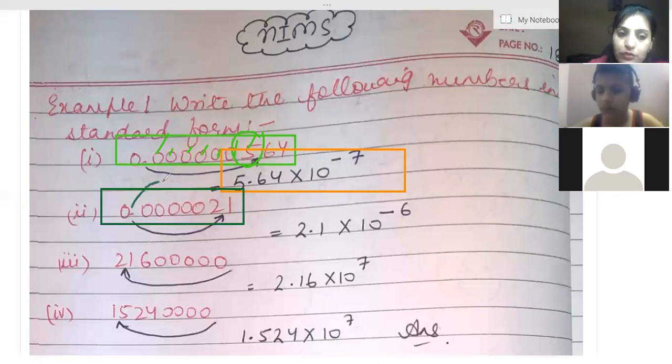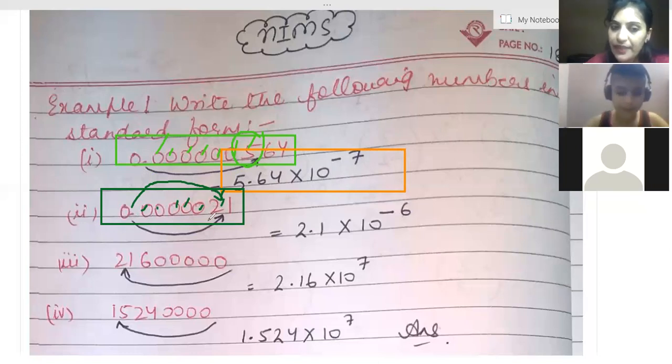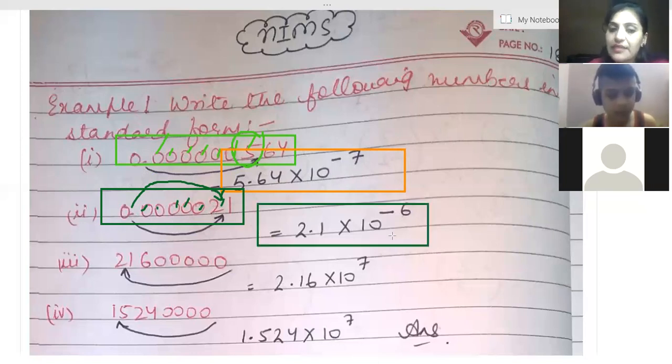I have to move my decimal over here. So how many places will I jump? I'll jump 1, then 2, then 3, then 4, 5, 6. Now as I am moving towards the right hand side, therefore it is minus 6. Okay, clear? So my answer is 2.1 into 10 to the power minus 6.